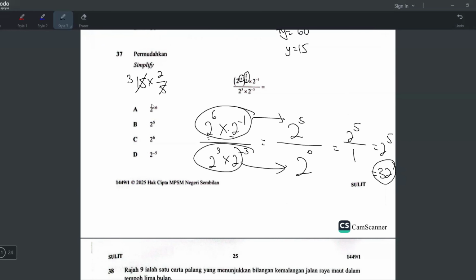So let's look for the answer. There is no 32 here, but there is 2 power 5. So B is the answer, because 2 power 5 is 32. Okay, alright, that's all.